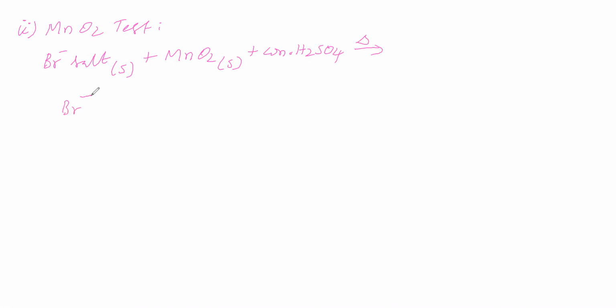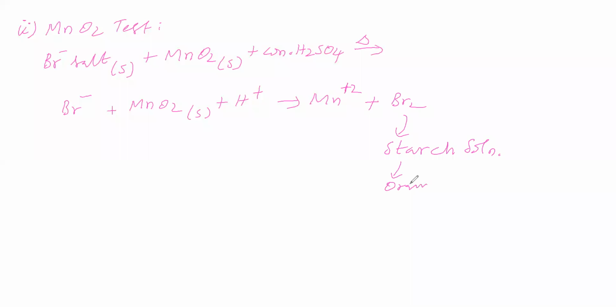Now in the bromide salt Br minus, from the MnO2 we are taking, and acid H plus we are taking. In the MnO2, manganese plus 4 is converting into manganese plus 2. Br minus is undergoing oxidation and gives Br2, bromine. This bromine is having reddish brown color. It has a pungent smell. This bromine gas is passed into starch solution. The starch solution is becoming orange yellow color.